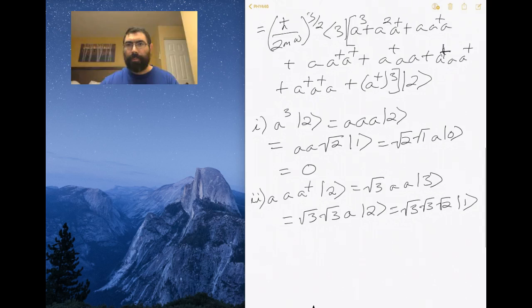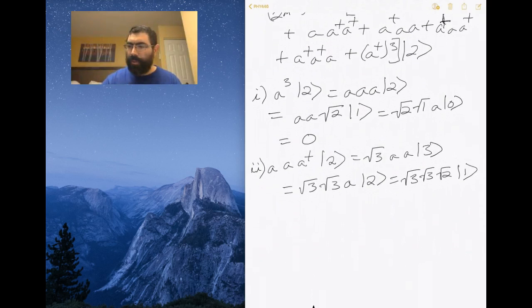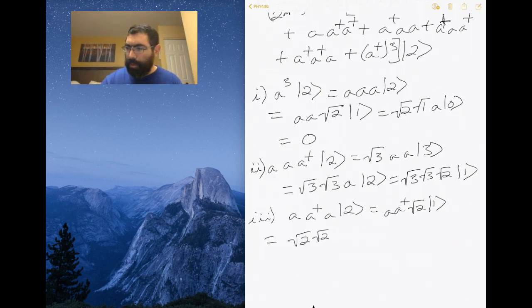Okay, so let's go on to the next term, and that is a dagger a operating on 2. Lowering 2 would give me a square root of 2, state 1. Raising 1 back up to 2 would give me a square root of 2, and I'm back to the state n equal 2. Lowering that back down to 1, I would get square root of 2, square root of 2, and another square root of 2, back to the state 1.